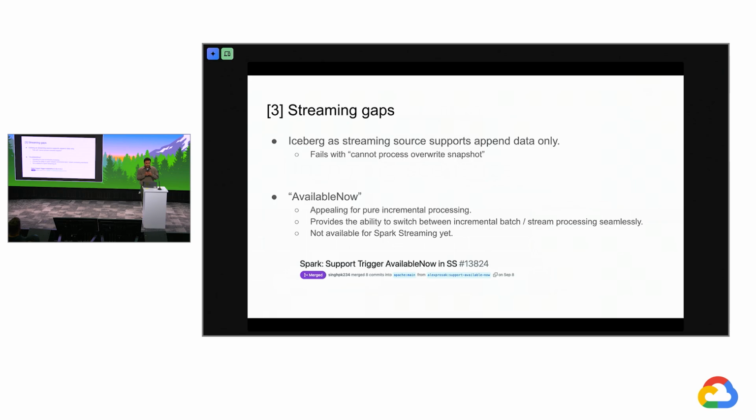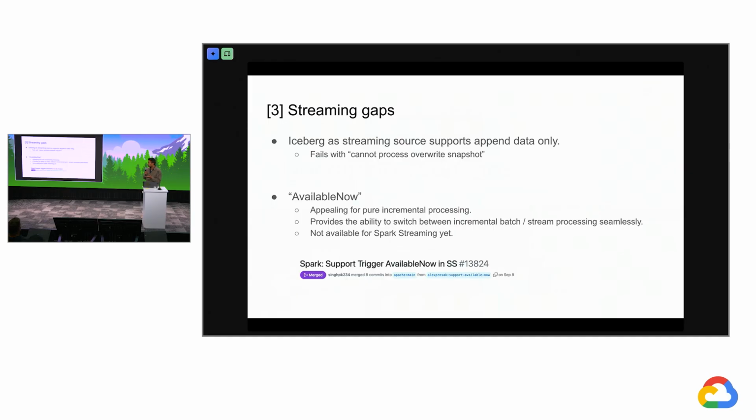Streaming in general, we see a couple of gaps. Iceberg writing to streaming sinks is fine for both append-only data, as well as tables that have deletes. It does create a lot of these snapshots, and you do need to run maintenance, but there is a solution and it works. But Iceberg as a streaming source works well for the append-only data.